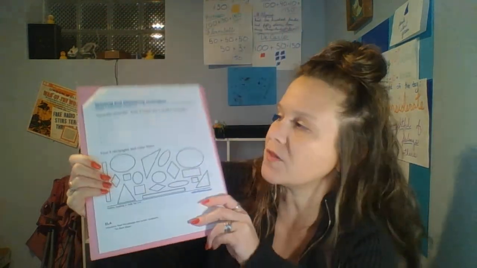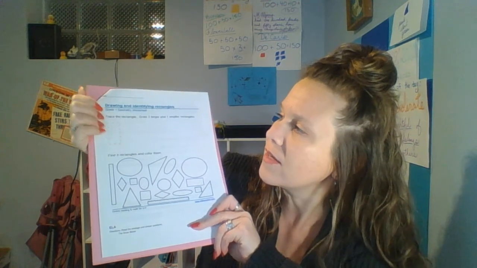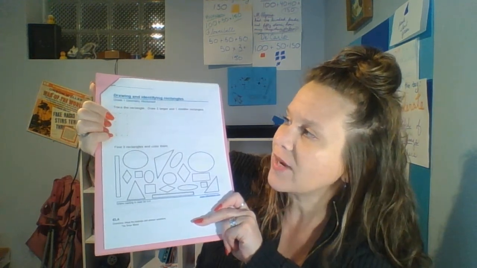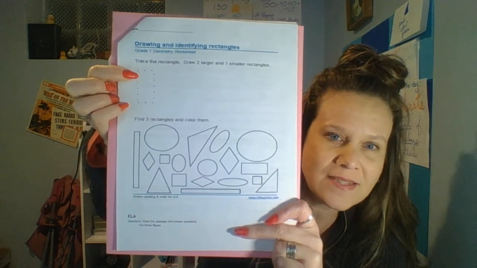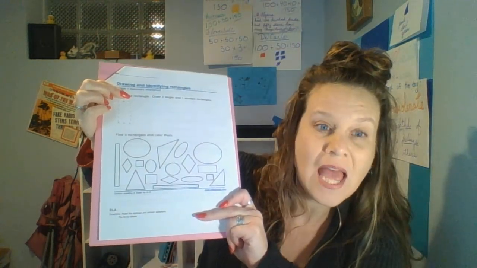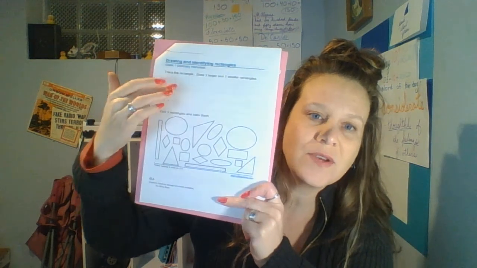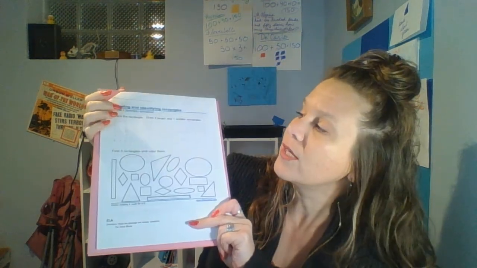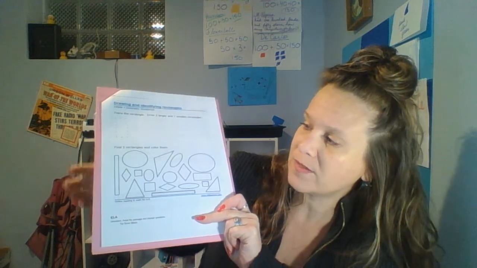On this page, it's a geometry practice page. It says drawing and identifying rectangles. The first direction is to trace this rectangle. So there are dots here. You're going to trace that to create a rectangle, and then draw 2 larger and 1 smaller rectangle. So you'll be drawing 3 total new rectangles: trace, and then 3 new rectangles, 2 larger and 1 smaller.